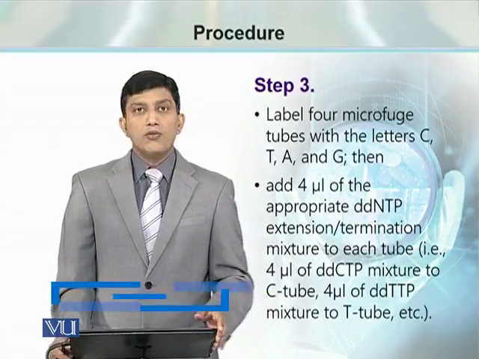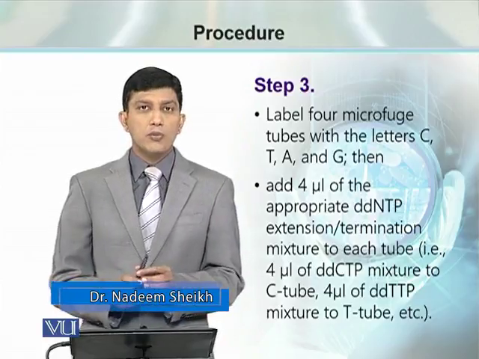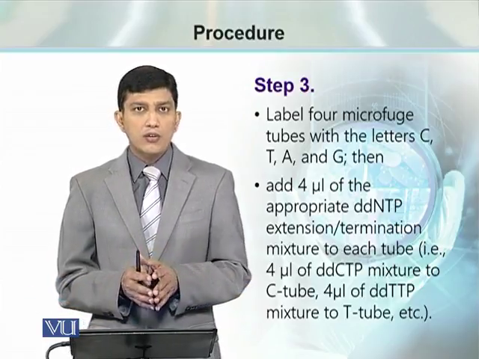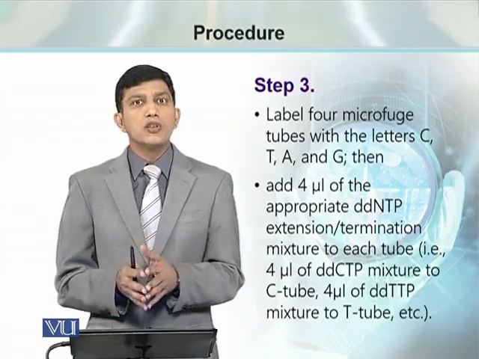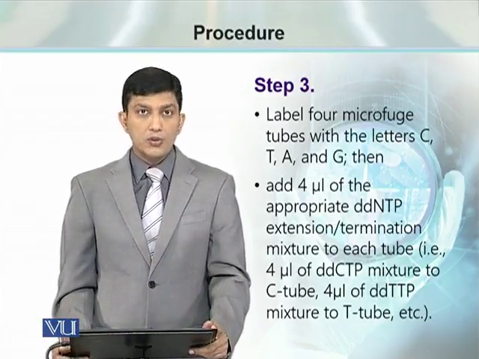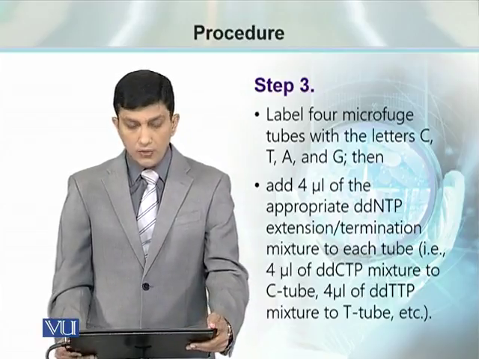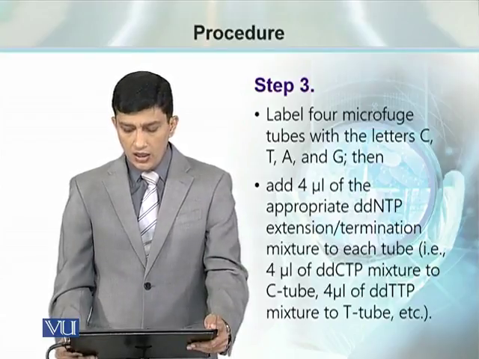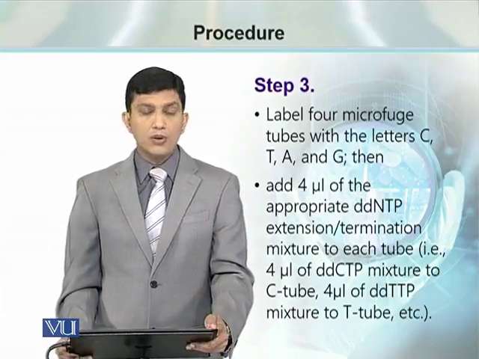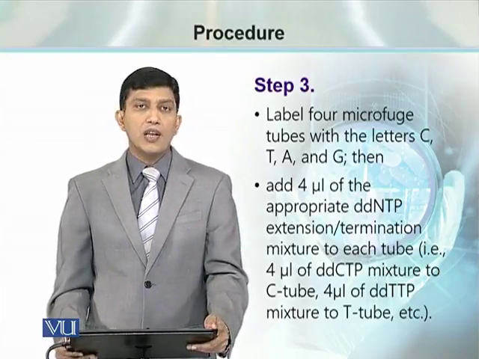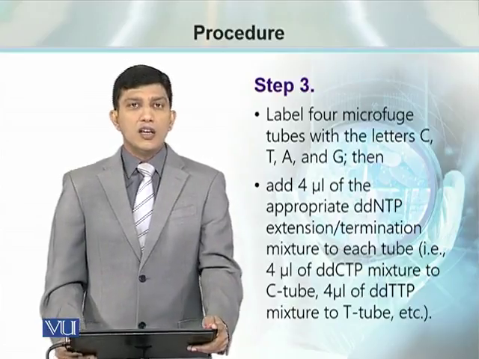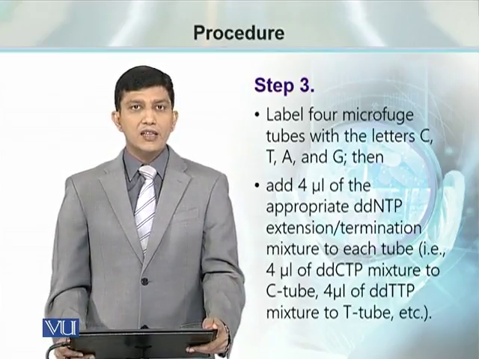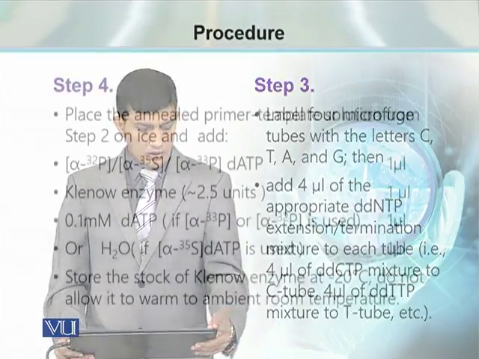During this 5 to 10 minutes incubation period, we prepare the 4 tubes which are labeled as A, G, C and T, which are known as labeling tubes, to proceed further for the sequencing. For that purpose, we are going to add 4 microliter of appropriate dideoxynucleotide triphosphate in each tube separately. For example, a tube which is labeled A will get 4 microliter of ddATP. The tube which is labeled C will get 4 microliter of ddCTP, and so on.